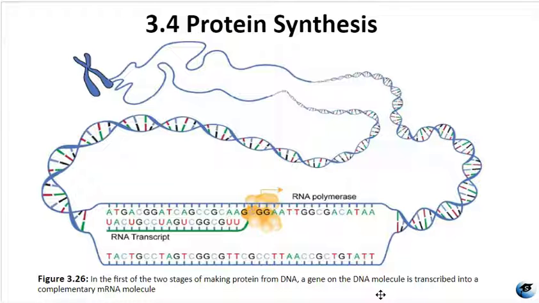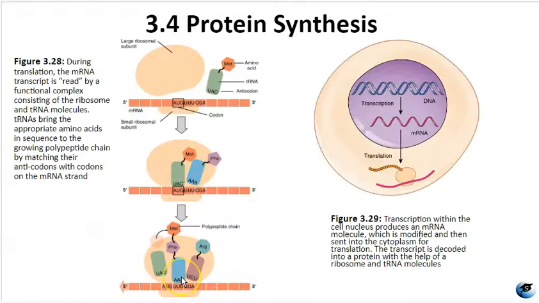This is the first stage of making a protein from DNA. The second stage is translation, where the messenger RNA is read by the ribosome and transfer RNA molecules. Transfer RNAs match specific amino acid sequences to the mRNA sequences. Figure 3.29 illustrates how transcription occurs within the cell nucleus, while translation occurs outside of the nucleus in the cytoplasm.